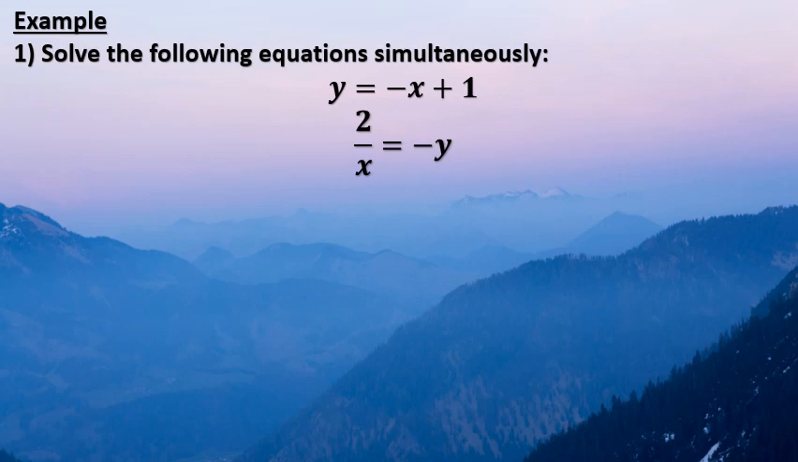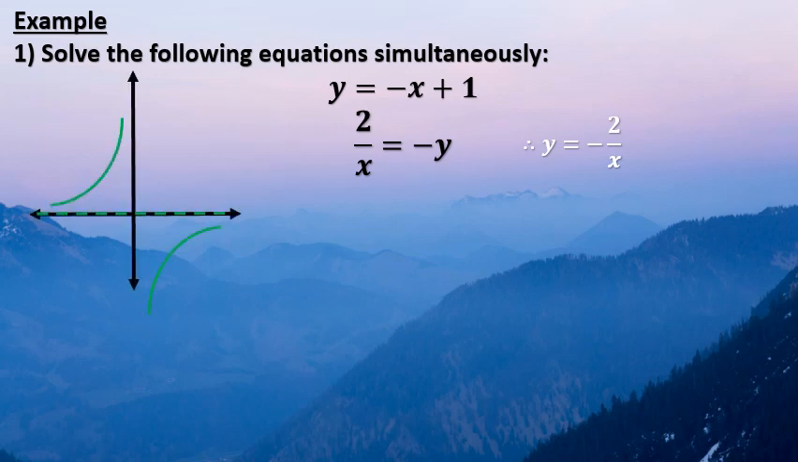Here I hope you can recognize that the top graph, y equals minus x plus 1, is merely a straight line, and 2 over x equals negative y. Let's just flip that round to have y equals negative 2 over x, and then I hope you realize that is a hyperbola in quadrants 2 and 4, that hasn't been shifted up or down at all. So check out how the horizontal and the vertical asymptotes are just the y and the x axes.